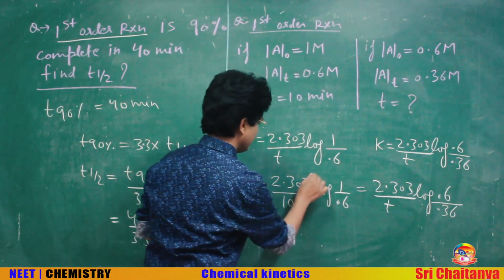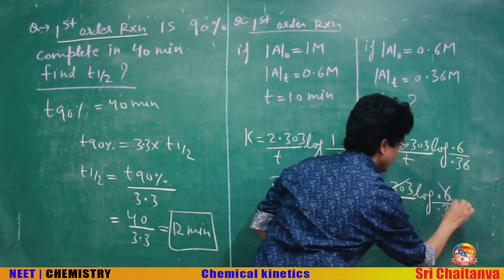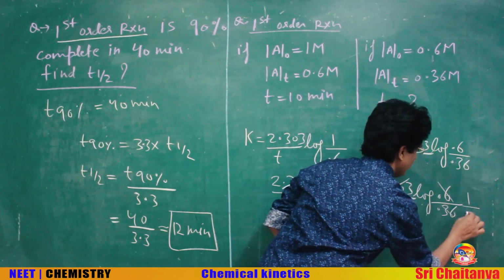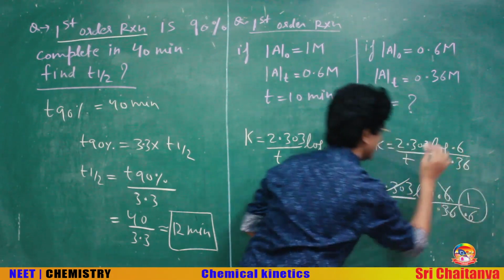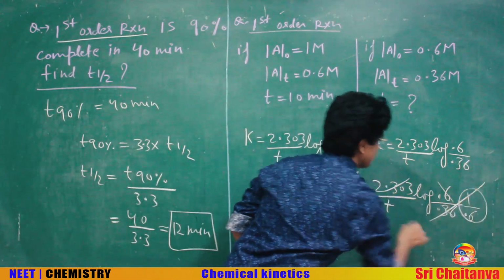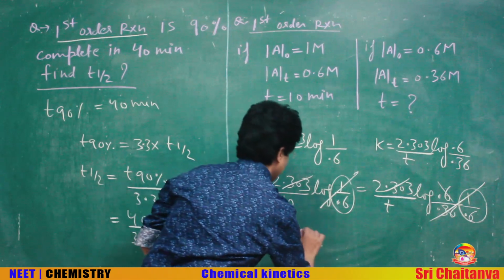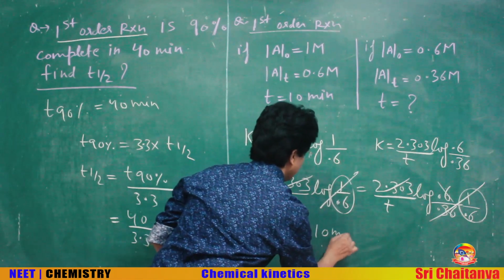Now see students, this will be cancelled. If we solve it, this will be gone and this will be 1 upon 0.6. So this ratio is equal to this ratio. This can also be cancelled. So we are left with T equal to 10 minutes. So T will be 10 minutes.